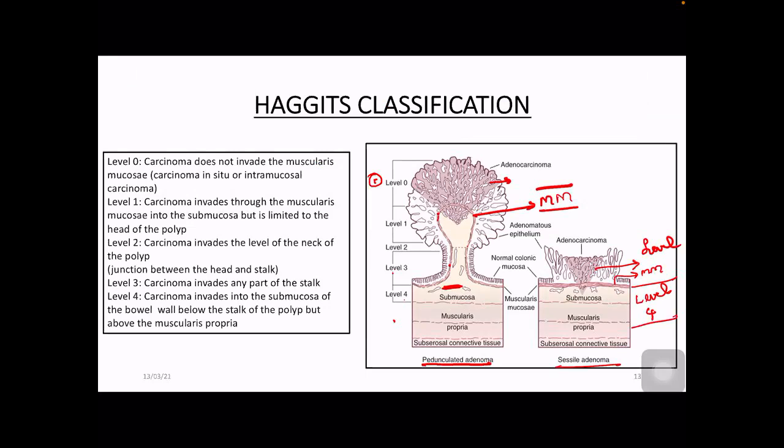Are you clear with Haggitt's classification and how you manage the adenomatous polyp based on this? Any doubts on this? No, sir. Fine, fine. If you're clear with this, I'll go ahead.